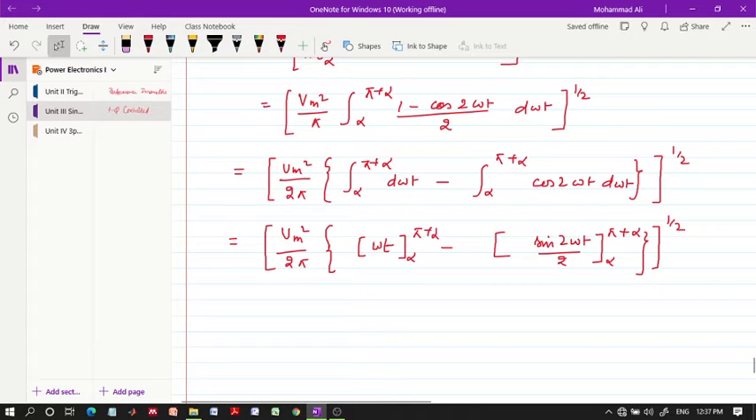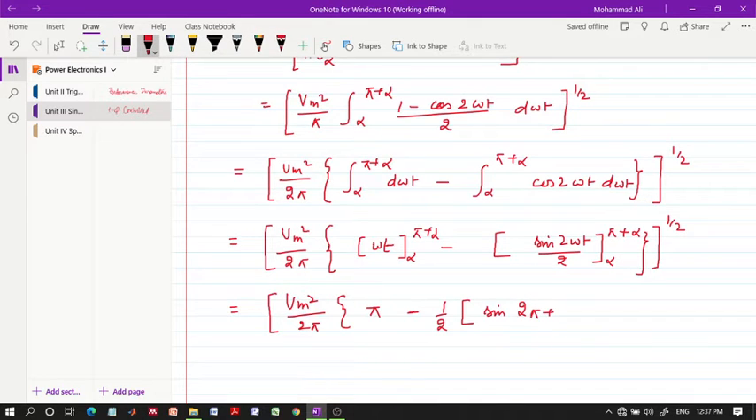So placing the limits, what it will become? Vm square by 2 pi. This will be pi plus alpha minus alpha, so it will become pi, minus. And what will be this one? This one will be 1 upon 2, sine of 2 pi plus 2 alpha, minus sine of 2 alpha.